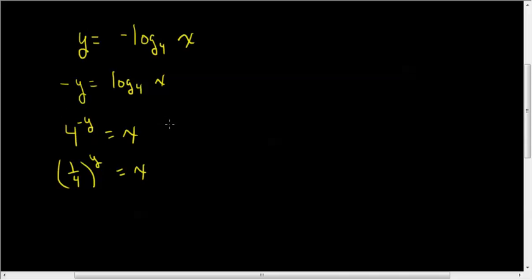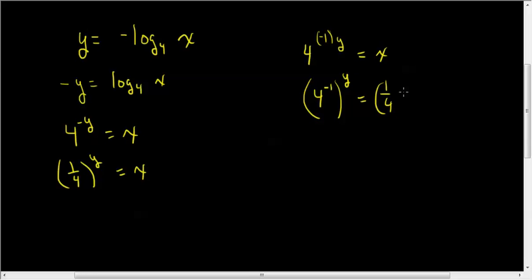Kind of did that fast. Let me do it over here to the side. 4 to the negative 1 times y equals x, right? So negative y is the same as negative 1 times y. So you can think of this as 4 to the negative 1 raised to the y. 4 to the negative 1 is 1/4 raised to the y equals x.